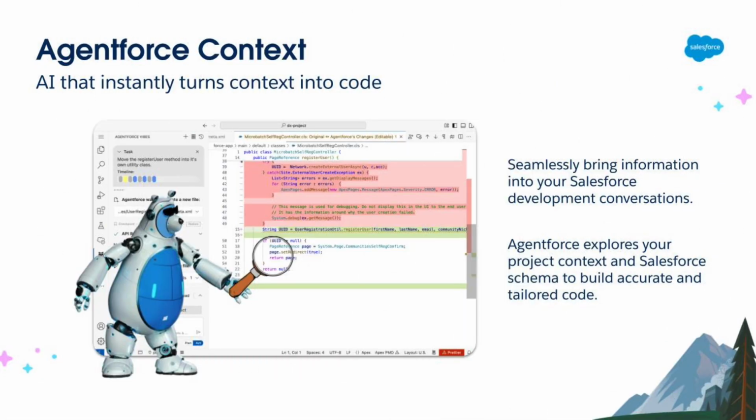Agentforce Vibes knows your Salesforce org through a combination of live metadata access, project context, and MCP tool integration. Agentforce intelligently explores your metadata as a developer would, file by file, tracing dependencies and building a dynamic context to preserve logic, structure, and relevancy. This org-specific context enables Agentforce to generate accurate, compliant, and tailored code by grounding its responses in the actual metadata, schema, and conventions and architecture.